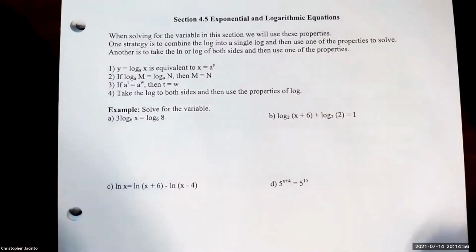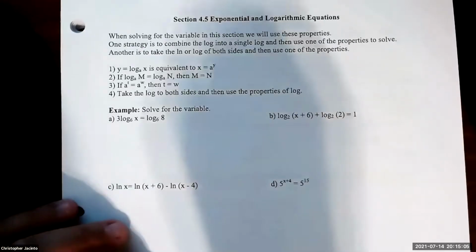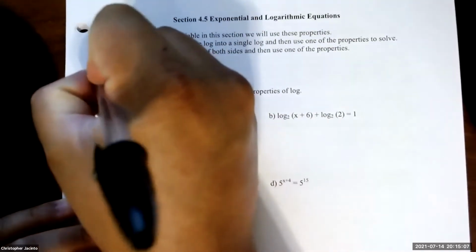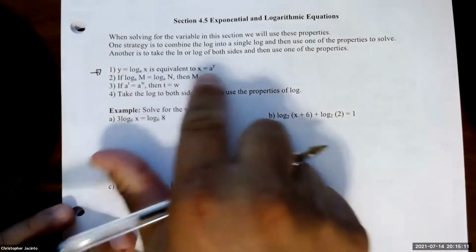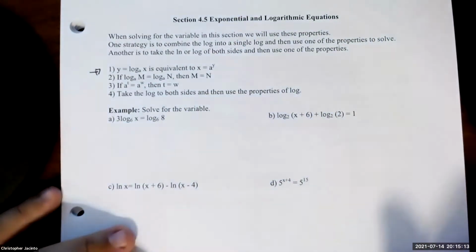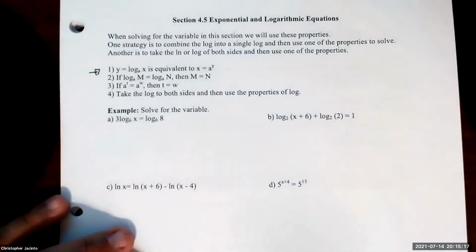Equations. Okay, so we've talked about two different ways to solve for logs and exponentials, right? But now we're going to talk about a couple more. The first property we've already talked about as well, right? Converting from logarithmic to exponential, and that's only one way to do it. And that was yesterday's scenario. We learned two more today.